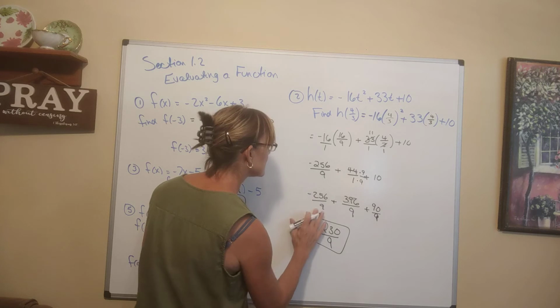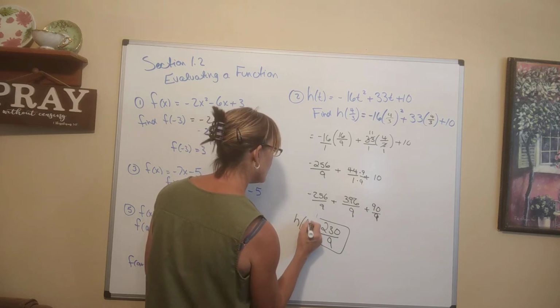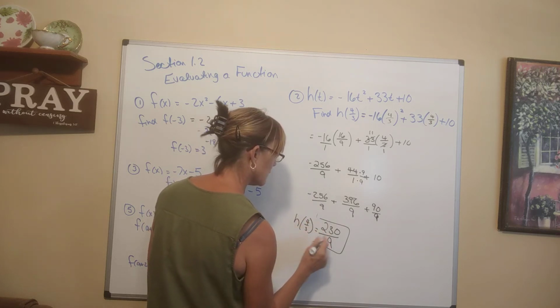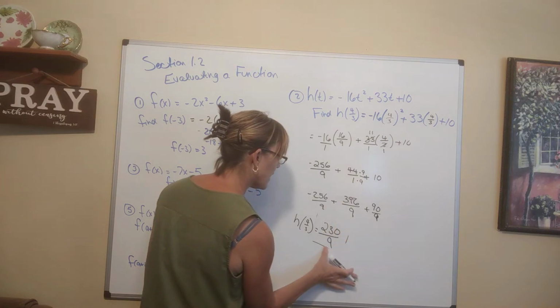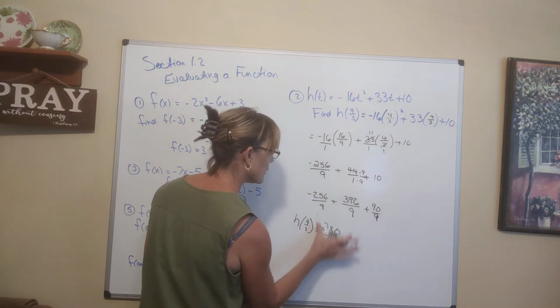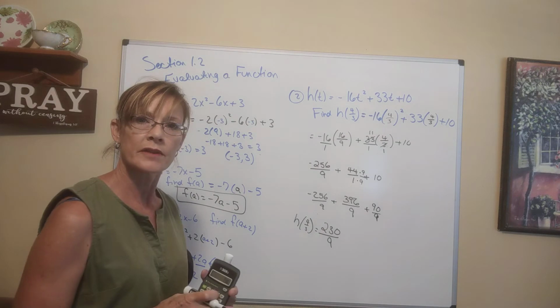So what does this mean? This is what h of 4/3 equals. And so that means that when the x value is 4/3, the y value is 230 over 9.